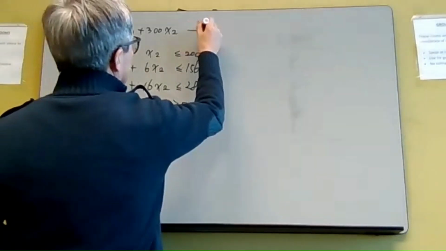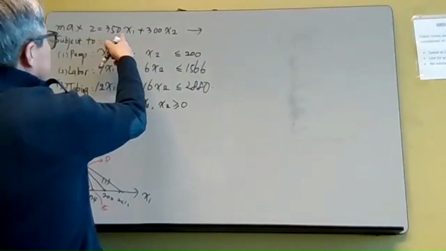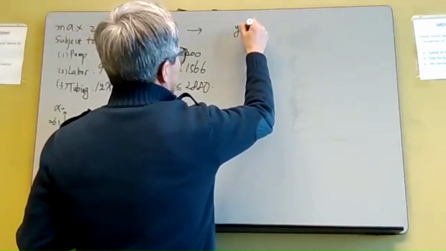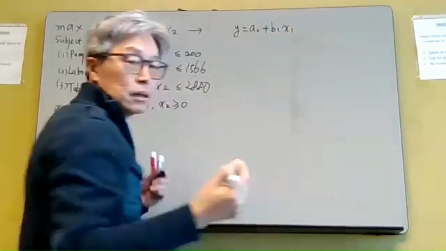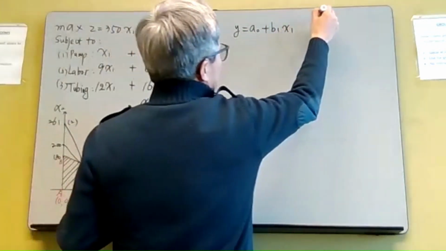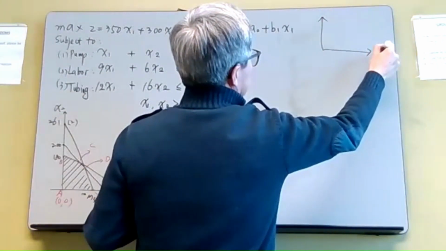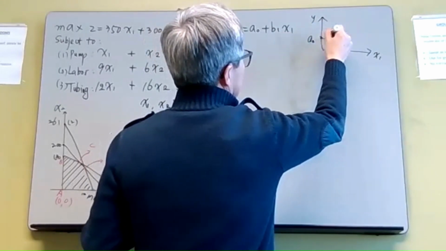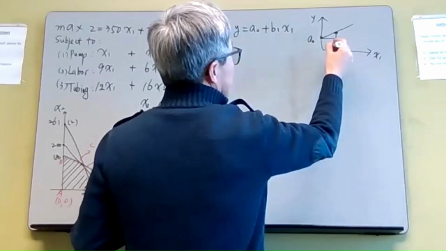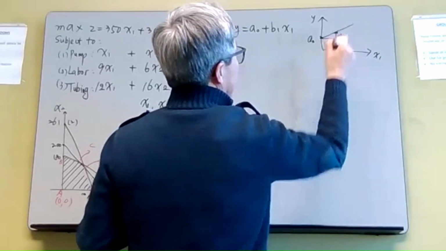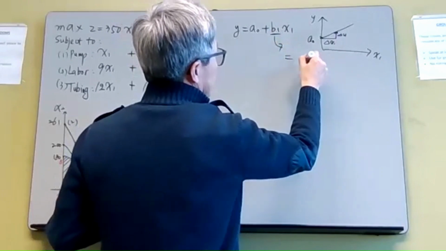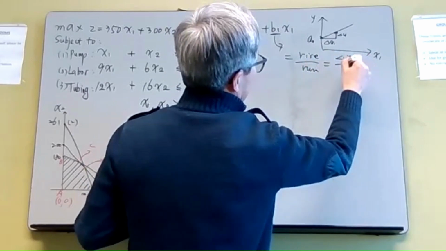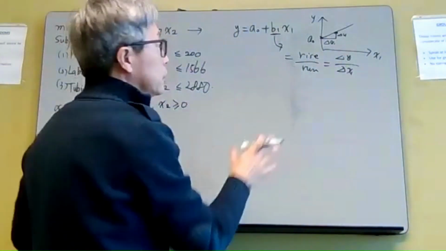Okay, for this profit line, now we have z equals 350x1 plus 300x2. You're familiar with this: y equals a0 plus b1x1. This is a linear line, right? With x1 and y, a0 is the intercept and b1 is the slope. There's a delta x1 and delta y, so slope b1 equals rise over run, which is delta y over delta x1. So you're familiar with this linear equation.